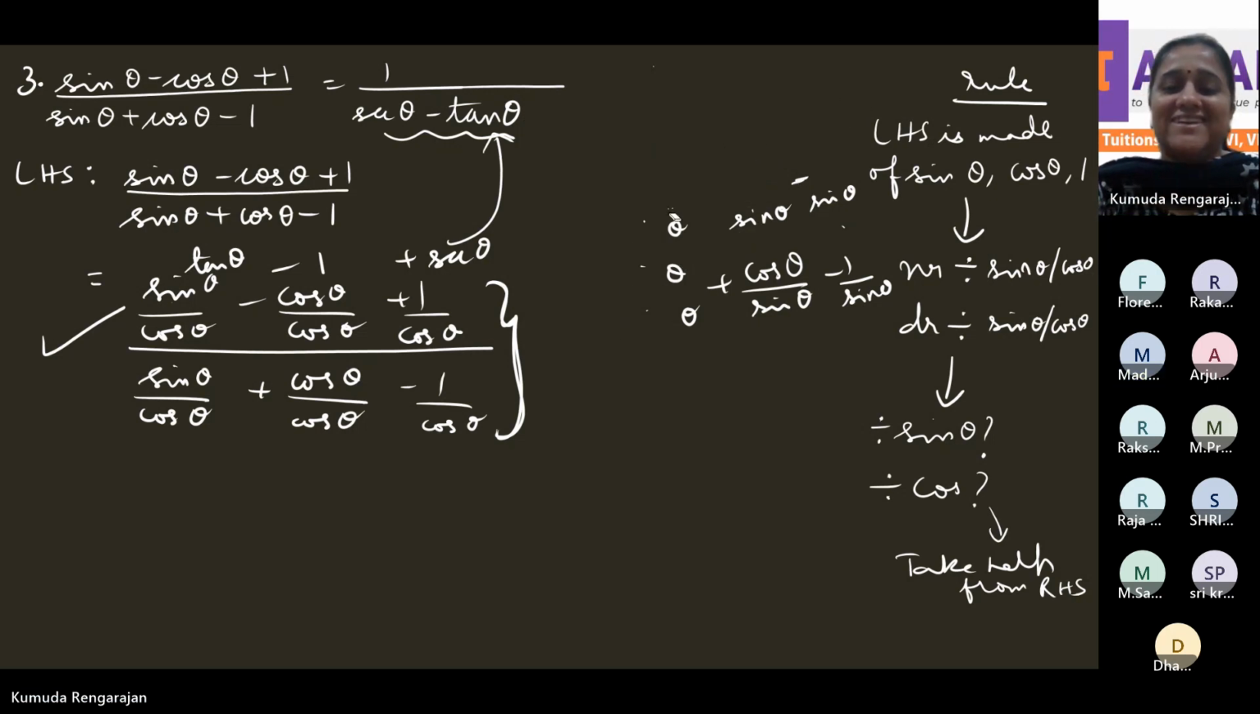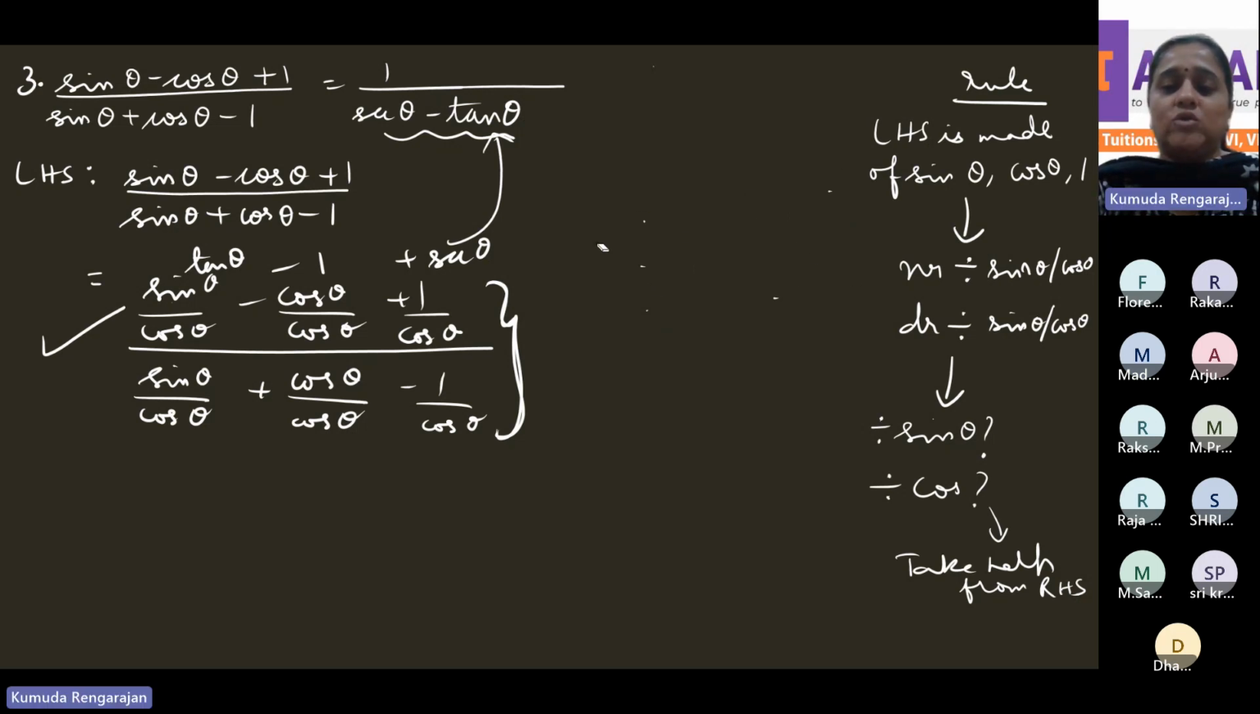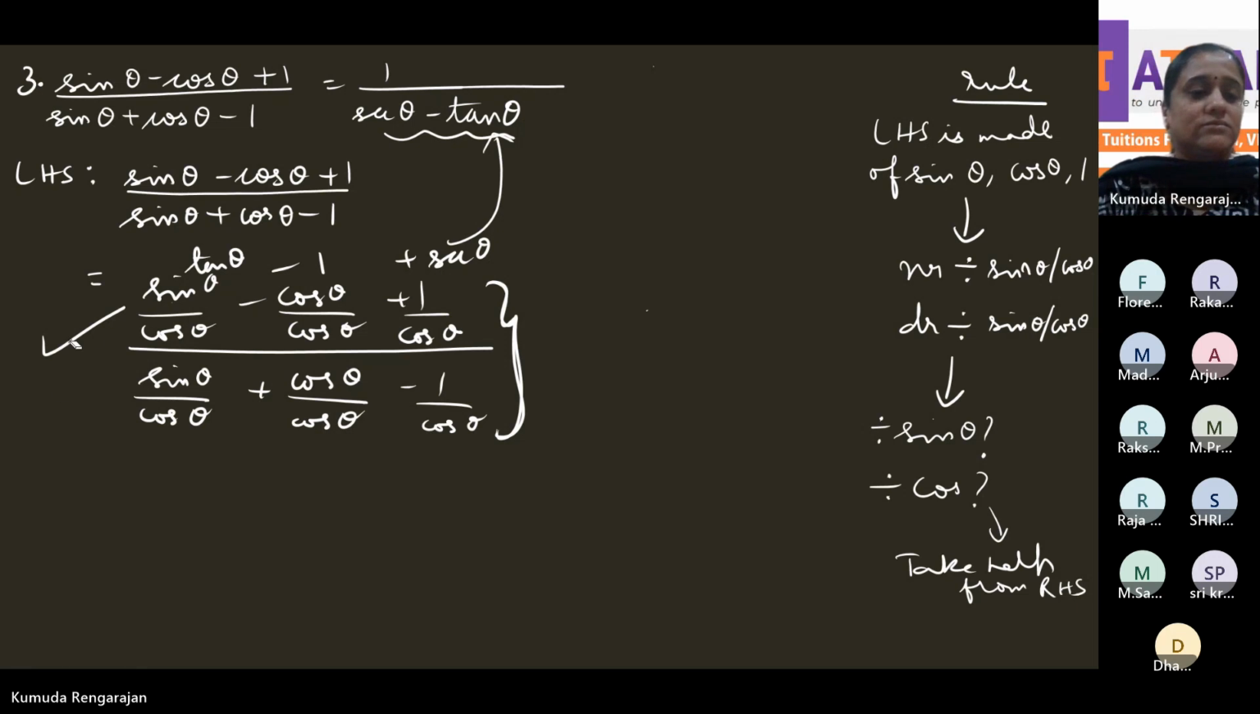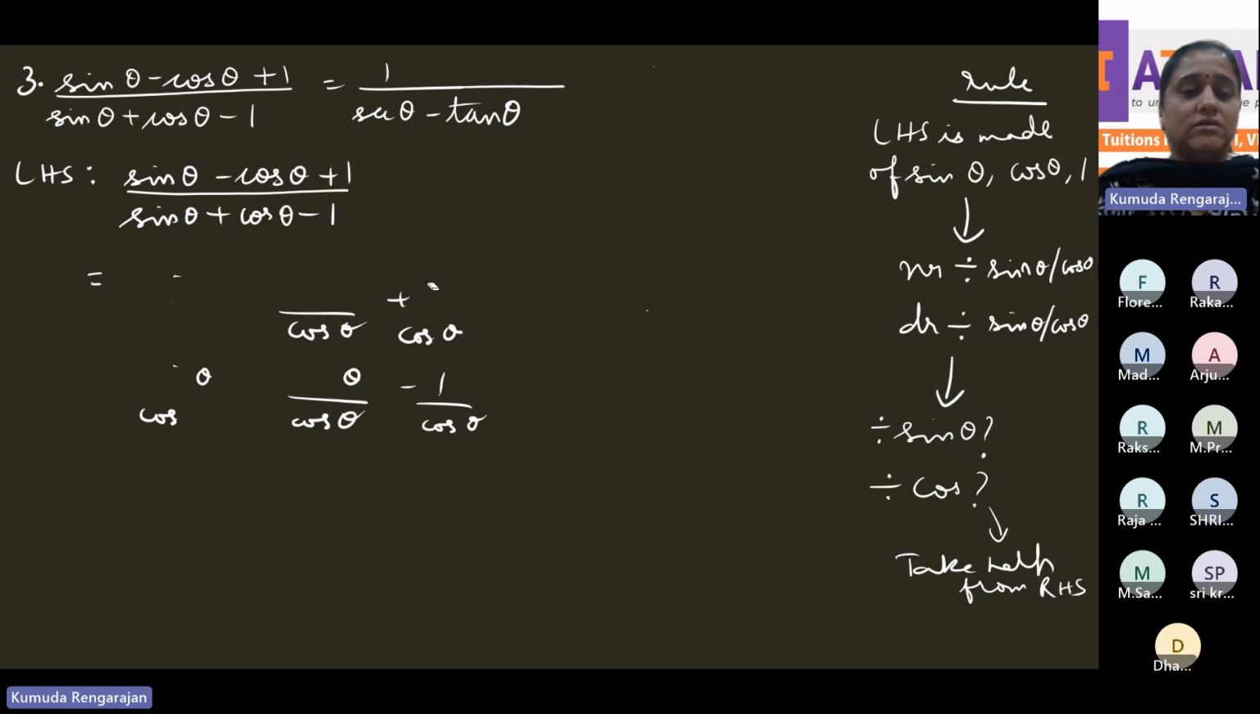Yes, ma'am. Okay. All right. So we have to divide the numerator and denominator by cos theta and not sin theta, because only when you divide by cos theta, it converts to the ratio secant theta and tan theta. Okay, so let's write this.